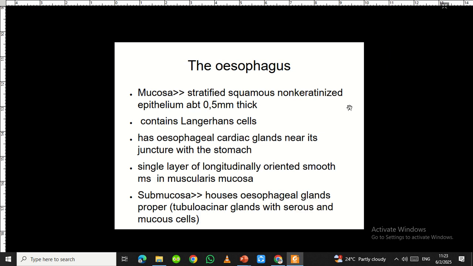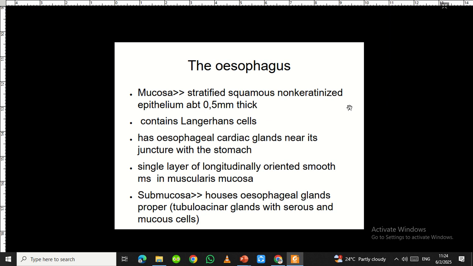Right, so now let's take a look at the esophagus. Now, the esophagus has the mucosa, that is the epithelium, lamina propria, as well as the muscularis mucosa. So the mucosa of the esophagus is going to be stratified squamous non-keratinized epithelium. And this mucosa contains what are called Langerhans cells, right?